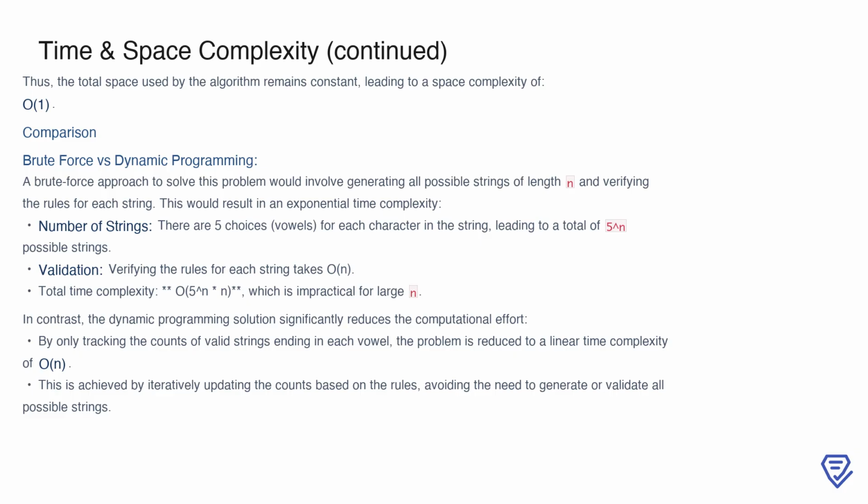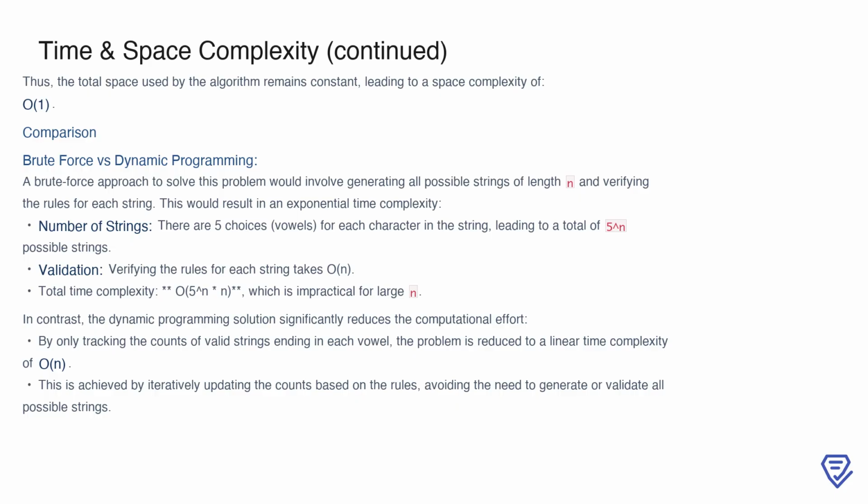Now, let's compare this dynamic programming solution to a brute force approach. In a brute force method, we would generate all possible strings of length n and then verify each string against the vowel permutation rules. This approach results in exponential time complexity. Specifically, since each character in the string has 5 vowel options, there would be a total of 5 to the power of n possible strings. Verifying each string for validity takes O(n), leading to a total time complexity of O(5^n * n). This quickly becomes computationally infeasible as n grows larger.